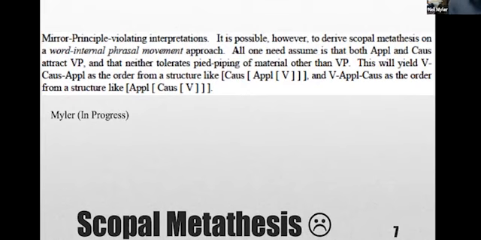The reason is this. All you need to assume to get scopal metathesis in such a theory, take a case like a pair of applicative and causative morphology, is that each of those attract VP and that neither of them tolerates piping of material other than VP. This will yield V cause appl as the order from a structure like cause appl V, and V appl cause as the order from a structure like appl cause V. So this might be a problem, except that it might not be.